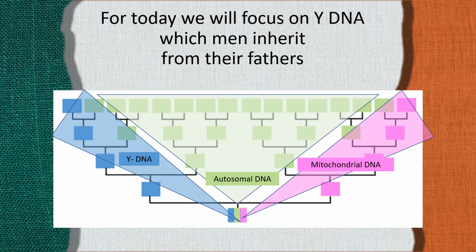For today, we're going to focus just on Y DNA, which is a form of DNA that men inherit from their fathers going back into history. You can also do research on mitochondrial DNA, which we inherit from our mothers, and from autosomal DNA that we inherit from all of our ancestors. But for today, we're going to focus specifically on Y DNA that we inherit from our father's father's father's father's father.